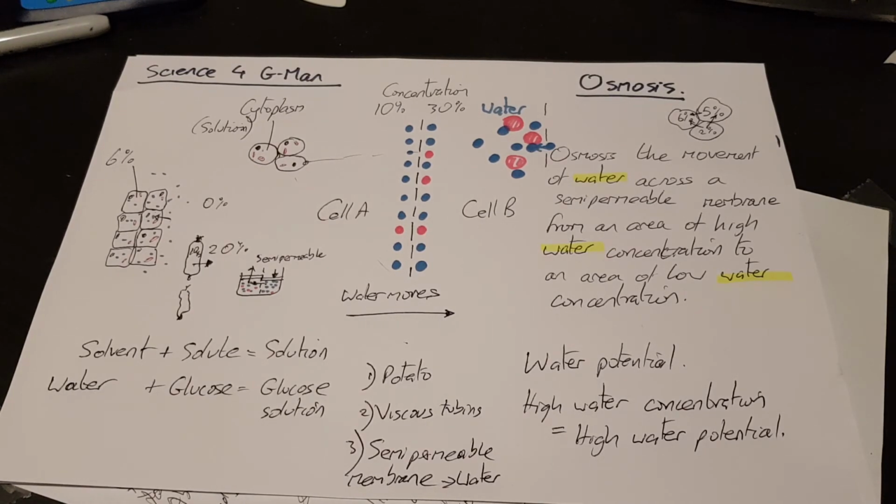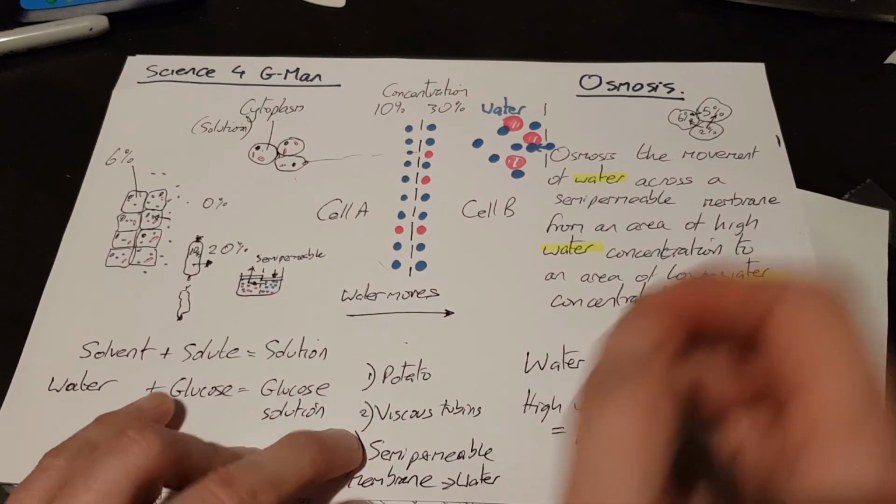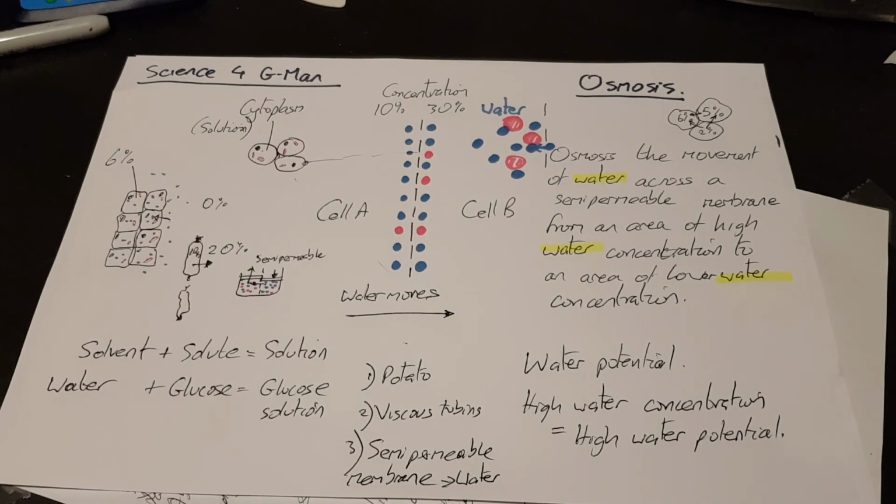So osmosis. The movement of water across a semi-permeable membrane, that's our cell membrane, from an area of high water concentration to an area of lower water concentration. Lower. It's always about higher to lower. And that is osmosis.